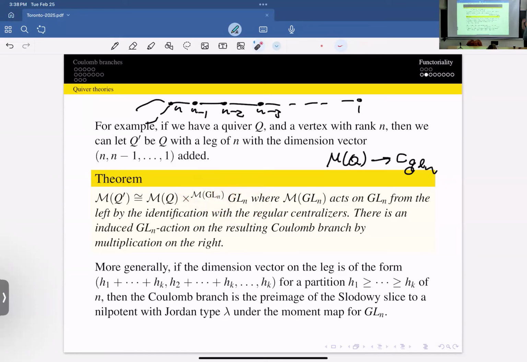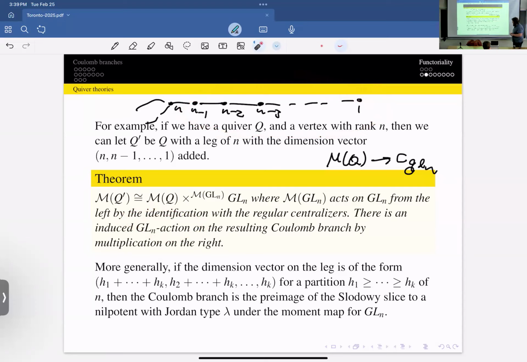So I get something considerably bigger, which comes from the fact that I have all these extra vertices now. For example, in Hanani's work, he quite often uses that when you do this, you get a GLN action. And this gives you a very nice description of that GLN action. I'm using left action by these centralizers to take this quotient, while I still have the right multiplication by GLN.